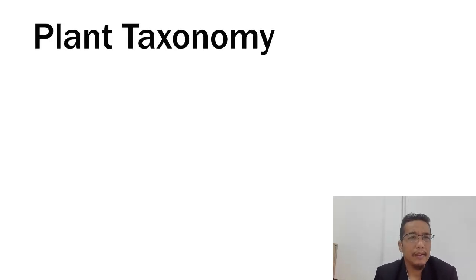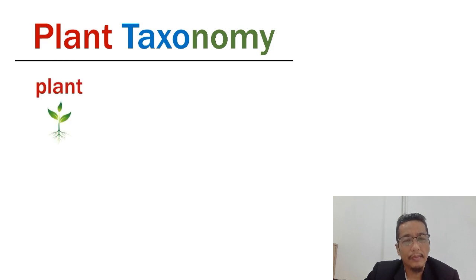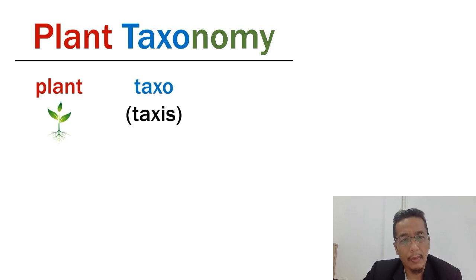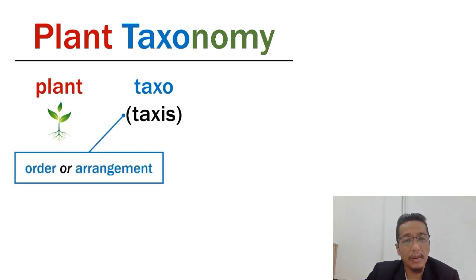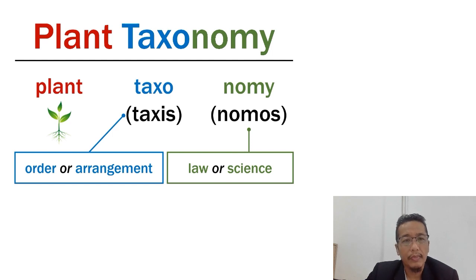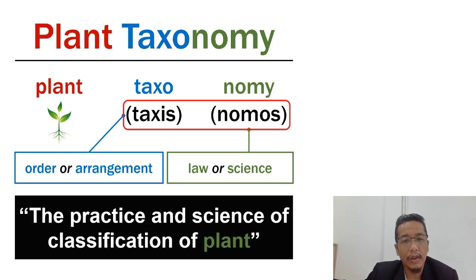Alright, now we take a look at the terms that are related to dendrology. The first term is plant taxonomy. So what is plant taxonomy? Basically, plant taxonomy is composed of three words, as you can see here: plant, taxo, and nomy. So this is plant. And taxo originated from the Greek word taxis. So what is taxis? Taxis is an order or arrangement. And nomy also originated from the Greek word nomos. So what is nomos? Nomos is a law or science. So plant taxonomy is the practice and science of classification of plants.